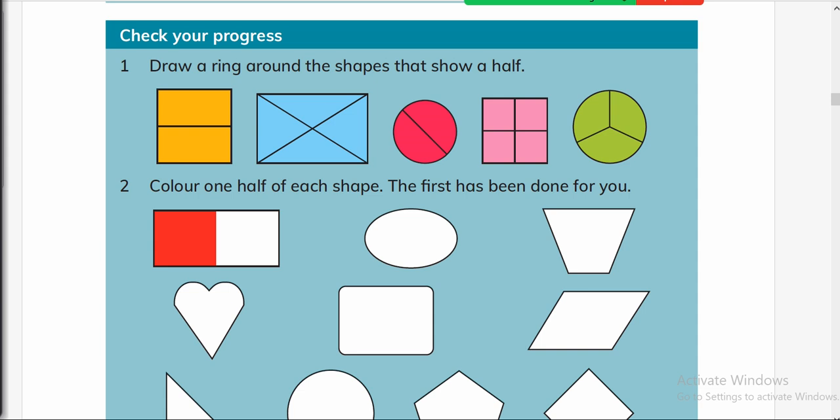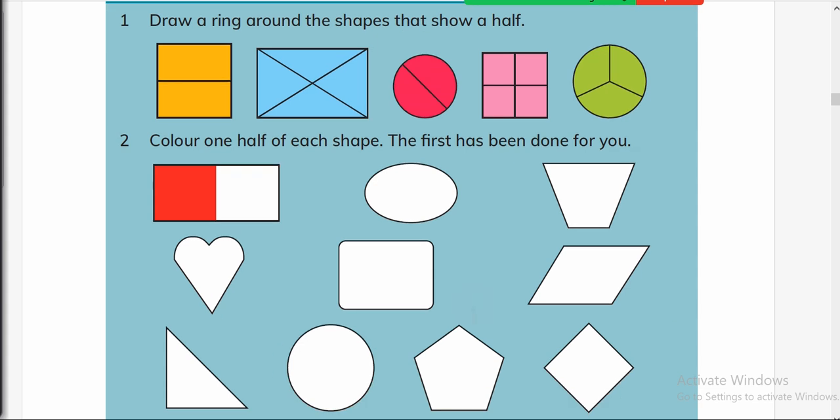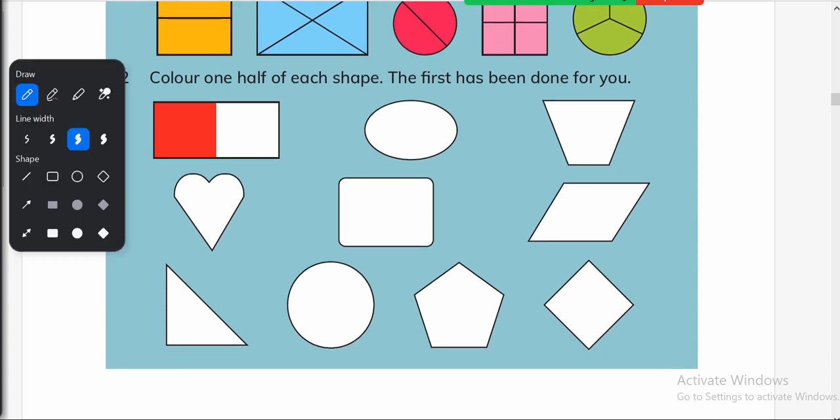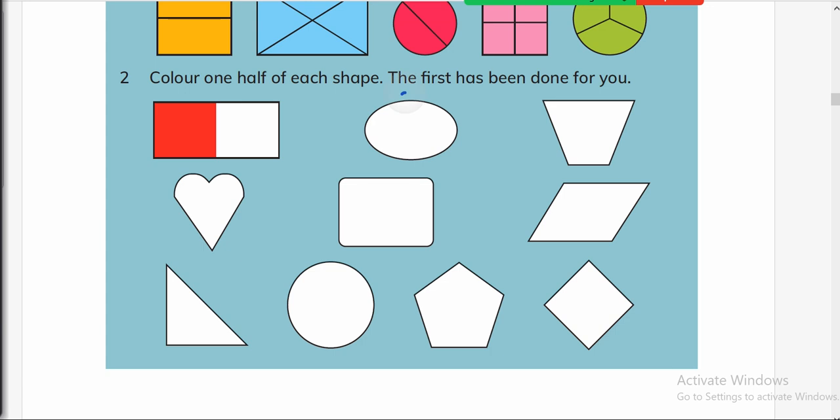Okay. Color one half of each picture. The first one has been done for you. So what do you have to do on this activity page? You have to cut the shape from the center or from anywhere to make a half, and then color one half. We will not cut this trapezium like this, because if we cut like this, this one has smaller width, this has bigger width, so it would be unequal.